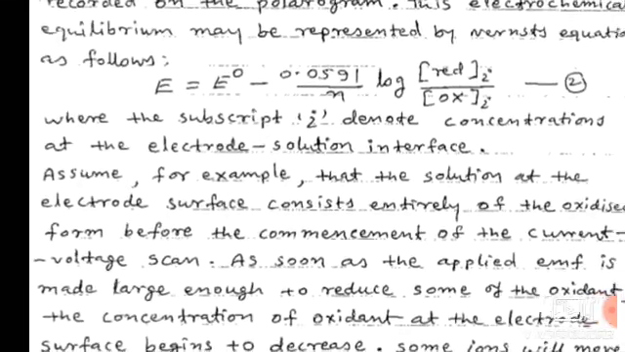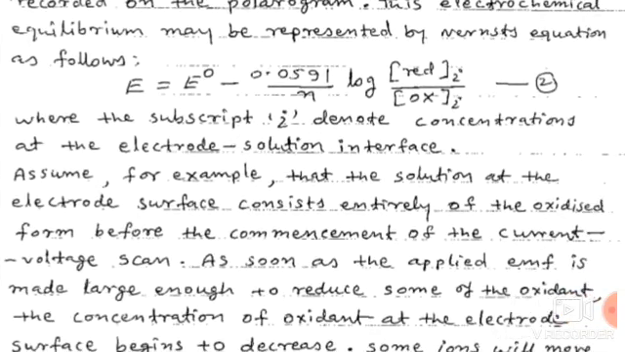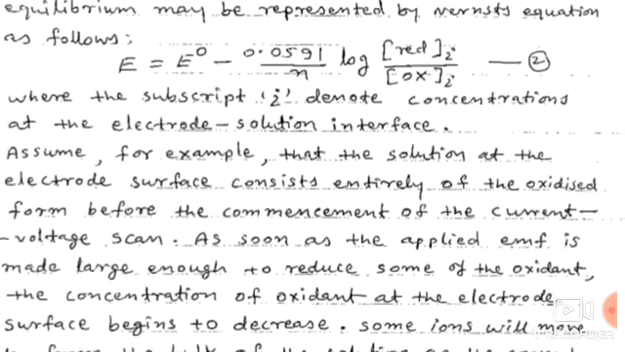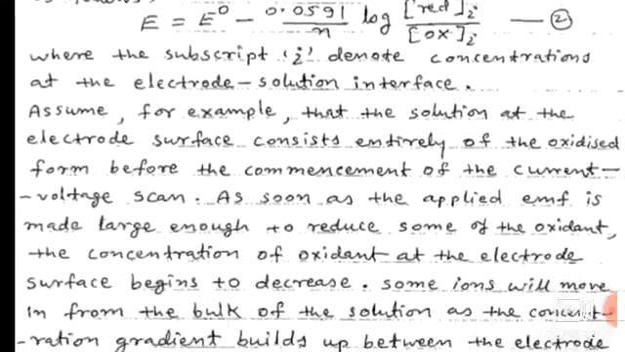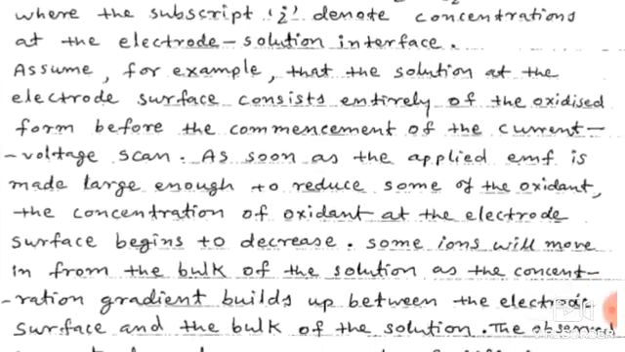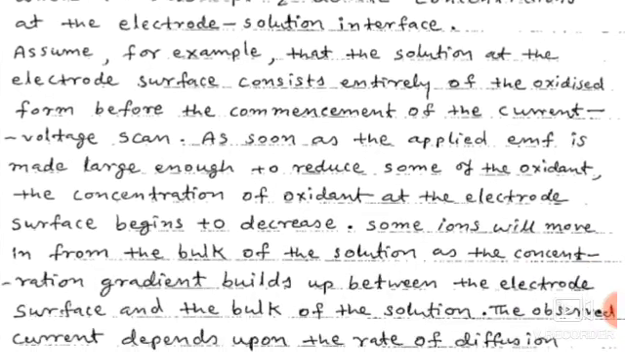Where the subscript i denotes the concentration at the electrode solution interface. So E is equal to E naught minus 0.0591 divided by n log of the concentration of reduced form at i divided by the concentration of oxidized form at i. So the subscript i denotes the concentration at the electrode solution interface. Assume for the example that the solution at the electrode surface consists entirely of the oxidized form before the commencement of the current voltage scan.